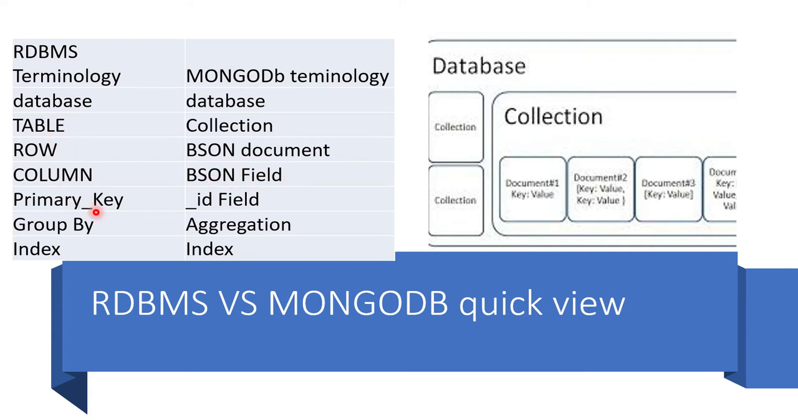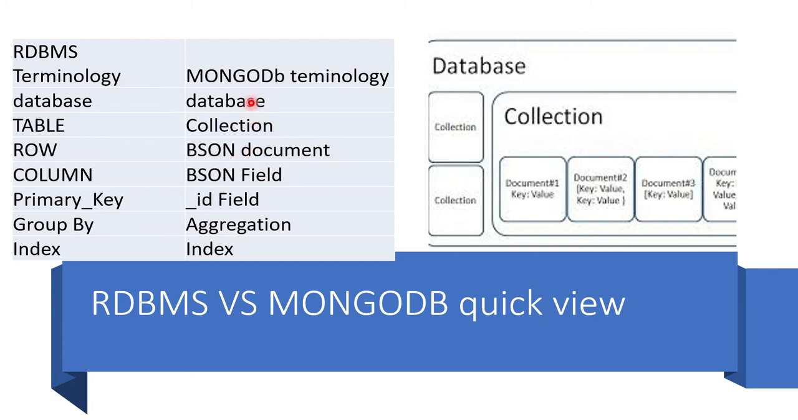In MongoDB, we say a field as underscore ID, which is a unique value, and the same is known as the primary key in case of RDBMS. So database is common both in MongoDB and RDBMS. In RDBMS, table, in case of MongoDB, it is known as collection. Rows or records in case of RDBMS, and in MongoDB it is known as JSON document.